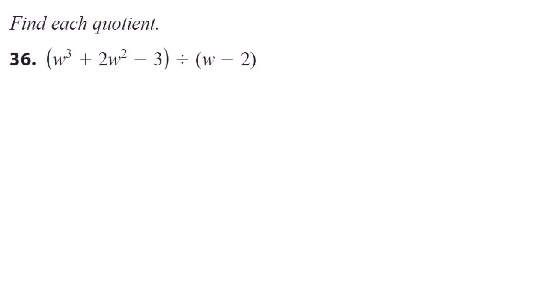Number 36. Here we'll use some terms that we talked about early on in this chapter. We have a third degree trinomial, right? Remember, we can name a polynomial by its highest power, which is the degree. So third degree, and this has three terms, so it's a trinomial. So we have a third degree trinomial divided by a first degree binomial.